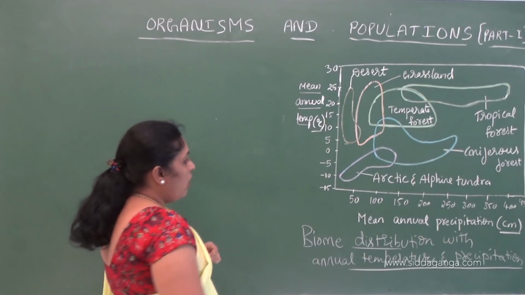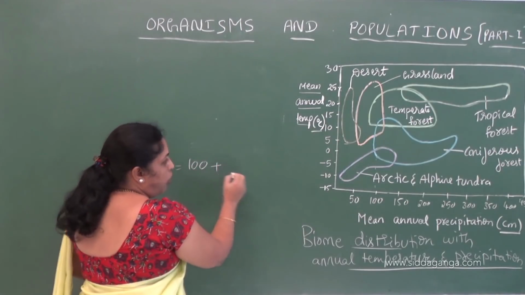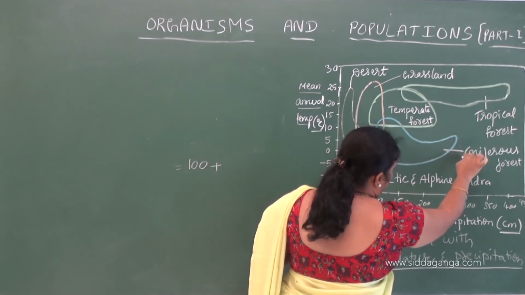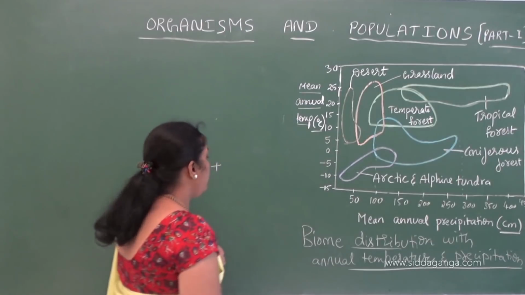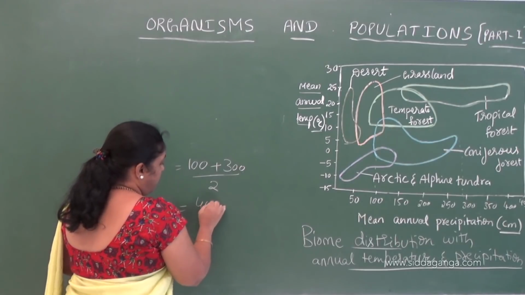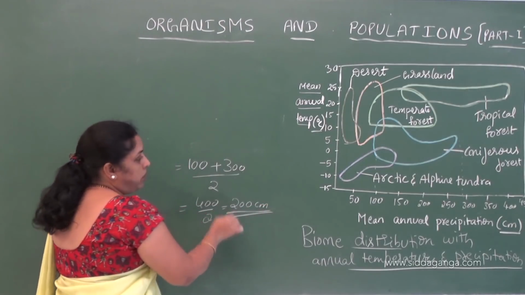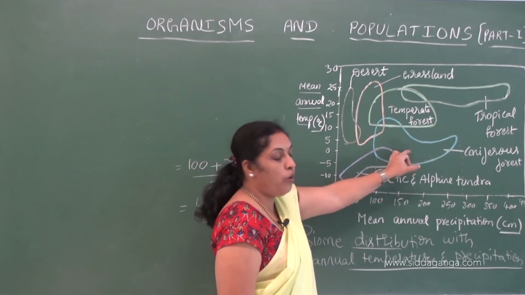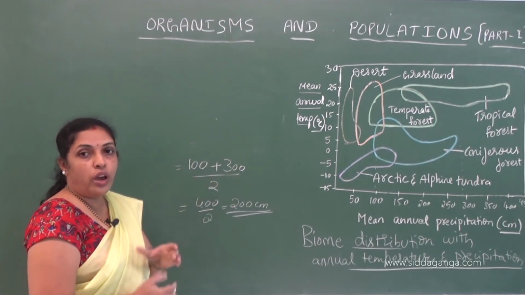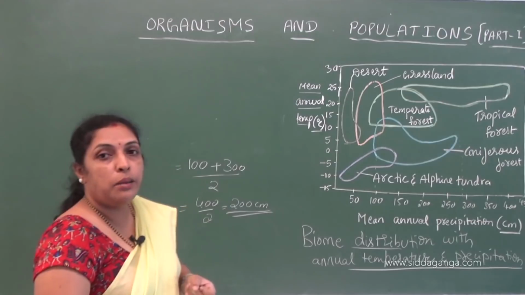See, in the coniferous forest, the rainfall lower limit is 100 and the upper limit is 300, divided by 2, it is 400 by 2. So, 200 centimeter. The mean annual precipitation in coniferous forest is 200 centimeter. This is how we are going to calculate mean annual temperature and also mean annual precipitation.